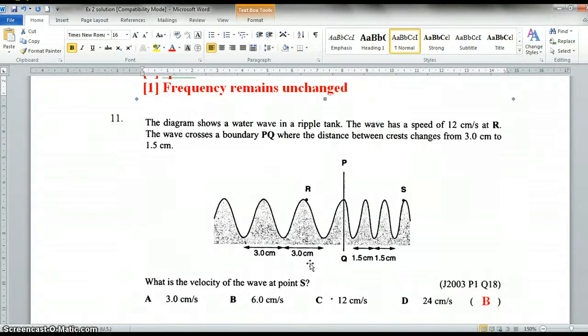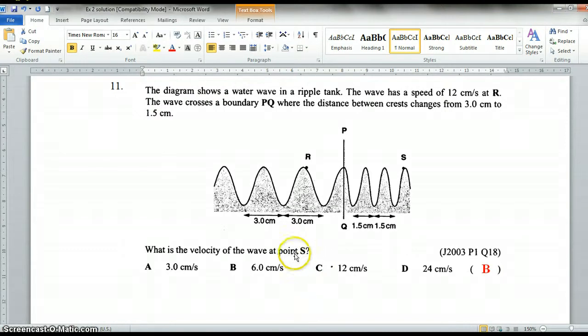Let's move on. 11. What is the velocity at point Z? V equals F lambda again. I shall not go through too much. To be able to solve this question, we need frequency first, because at point Z we need to apply the formula V equals F lambda. The frequency, as you know, doesn't change on both sides, because no matter whether the wave travels from deep water to shallow water or vice versa, the frequency doesn't change. So we must make use of the information here.